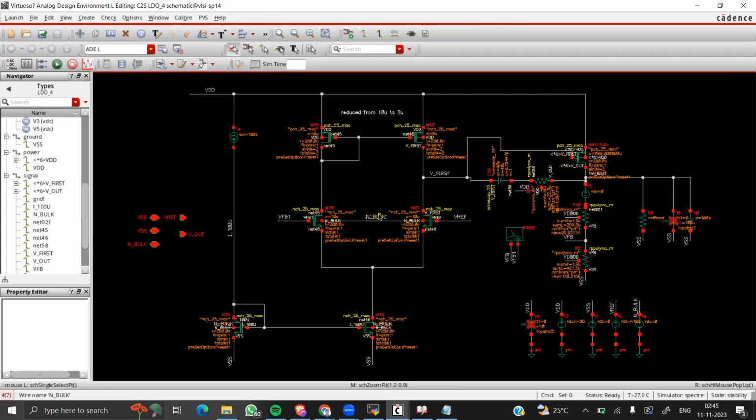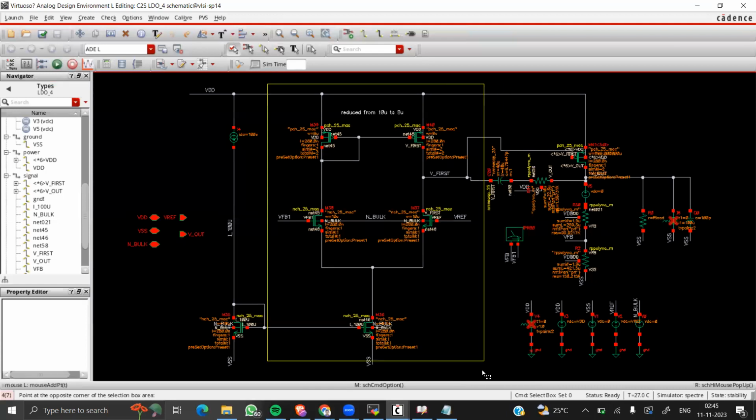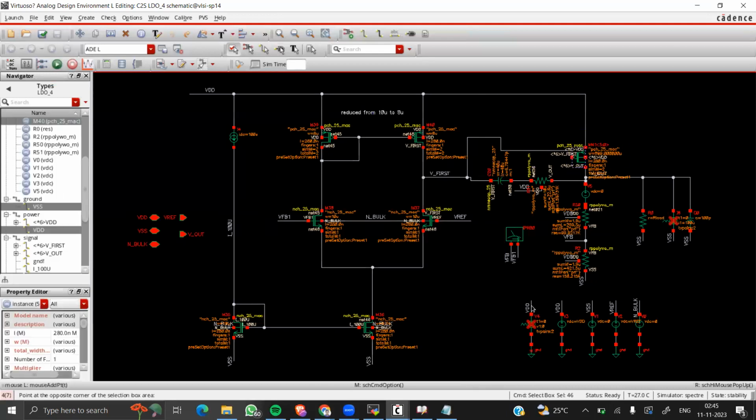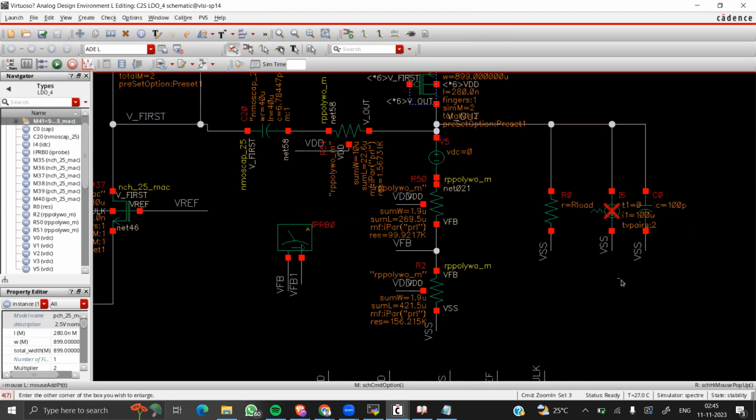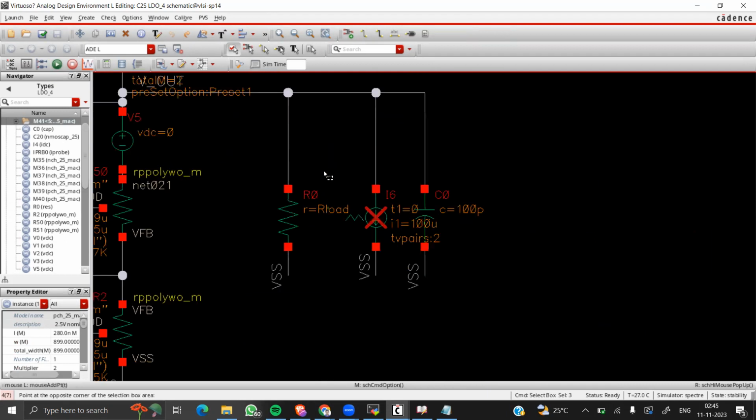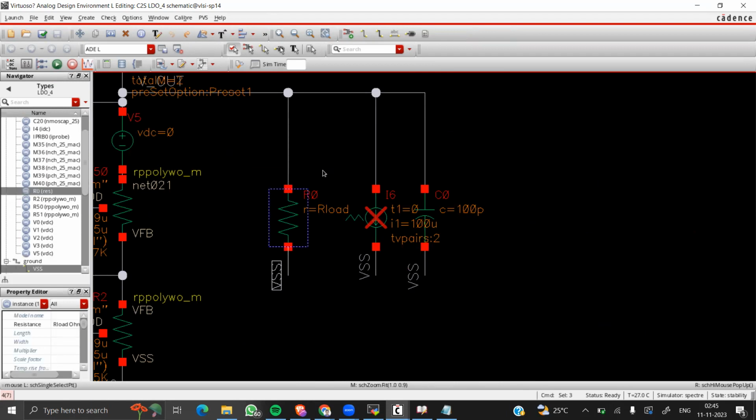Recapitulating again, it's a basic structure that consists of an error amplifier followed by a PMOS transistor and a feedback loop. The feedback loop is done to ensure output is fed back into the amplifier, checked by the error amplifier. If the output rises, due to negative feedback, the output is settled back.